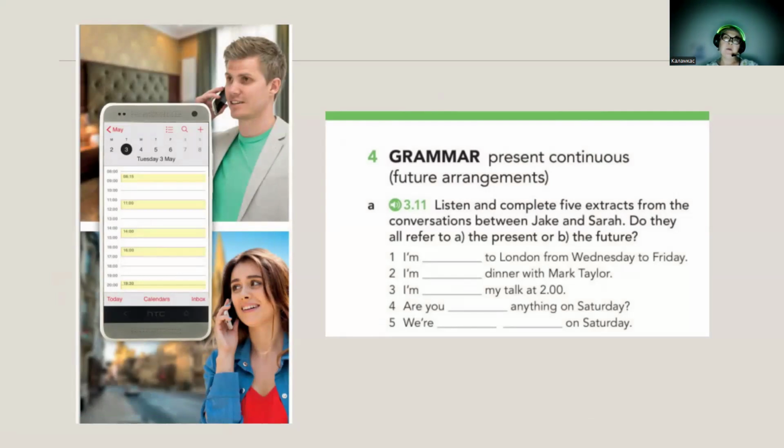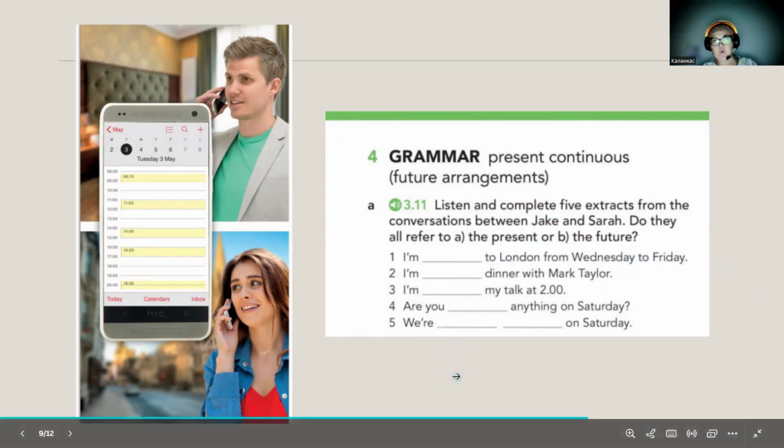Now, let's talk about grammar. Present continuous. We use present continuous not only to talk about what is happening now at this moment, but we are going to talk about present continuous to tell about future arrangements. Listen and complete 5 extracts from the conversation between Jake and Sarah. Do they all refer to present or the future? There are 5 sentences. Please take a photo of this picture, and I'll switch on the audio.